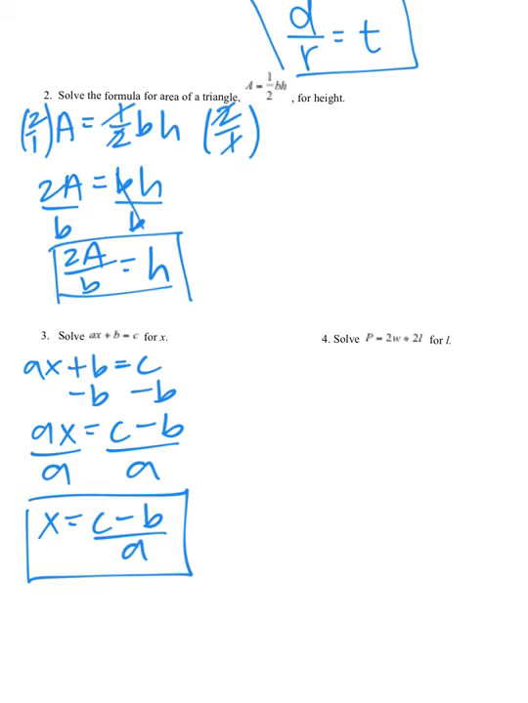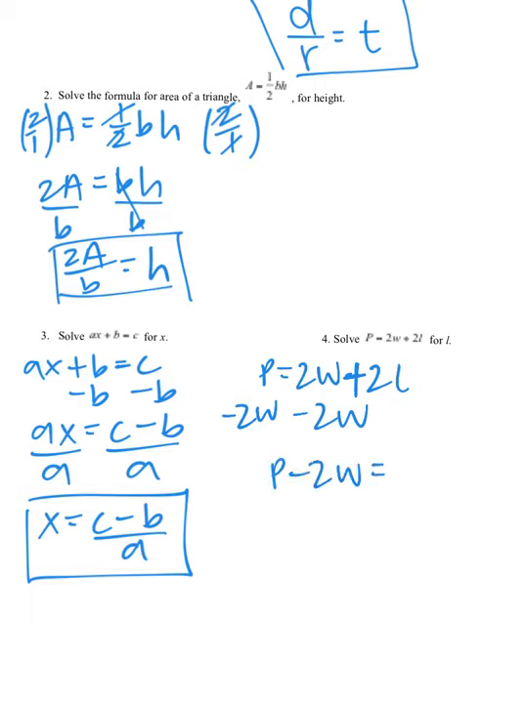Okay, number 4. P equals 2w plus 2l is my original equation. And I want to solve for l. So 2w, I need to move that over. Right now, addition connects these two terms. So I'm going to subtract 2w from both sides. The inverse operation of addition is subtraction. P minus 2w I get on the left. And I'm still left with a positive 2l on the right.